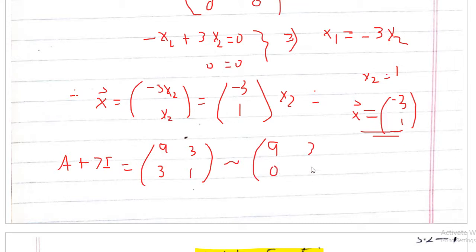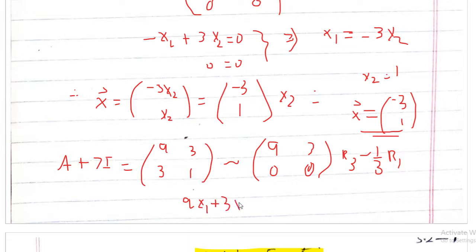0, 0. What operation did I use here? I used R2 minus 1/3 R1. I multiplied R1 by 1/3 and subtracted. So 1/3 of 9 becomes 3, 3 minus 3 is 0. 1/3 of 3 becomes 1, 1 minus 1 is 0. So what you got is 9x1 plus 3x2 equal to 0.